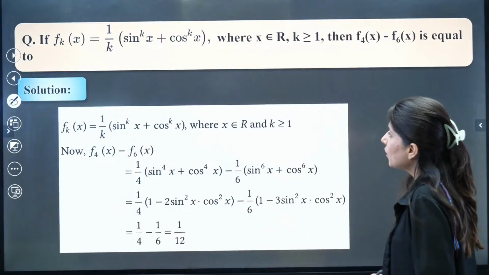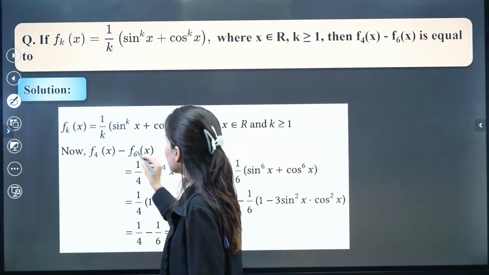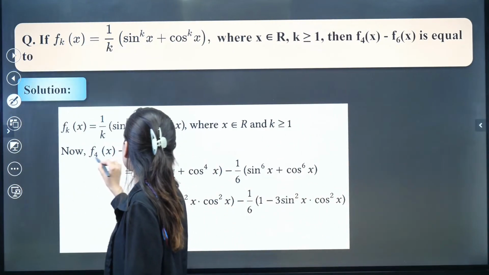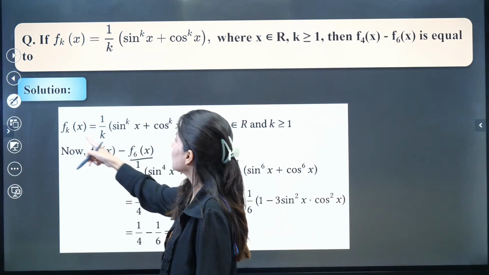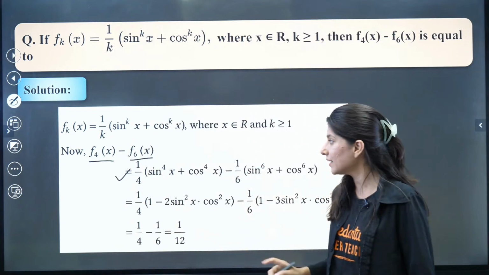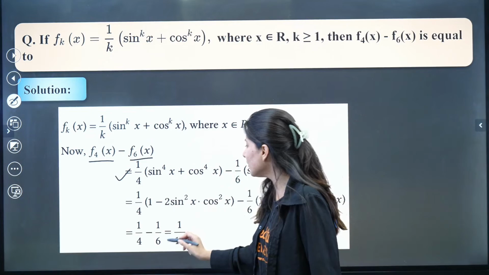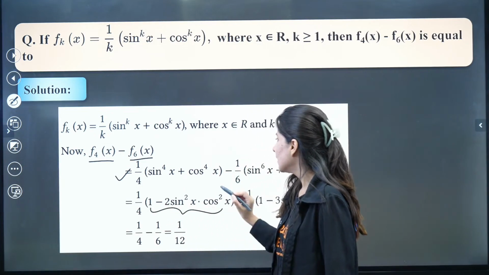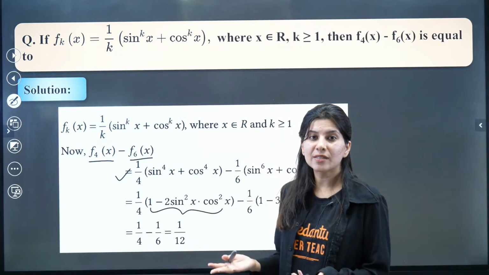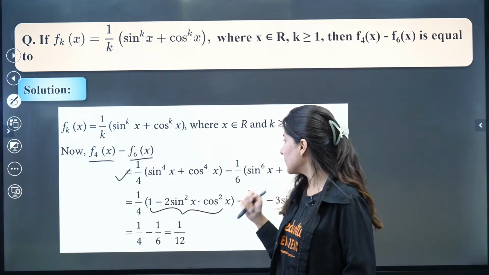So first of all, we need to understand that f of 4 minus f of 6 is what they are asking us. What is f of 4? The moment you put k equals 4, that will give you f of 4, right? And sine raised to power 4 plus cos raised to power 4, directly we have this. How do we have this? a square plus b square is nothing but (a plus b) whole square minus 2ab.